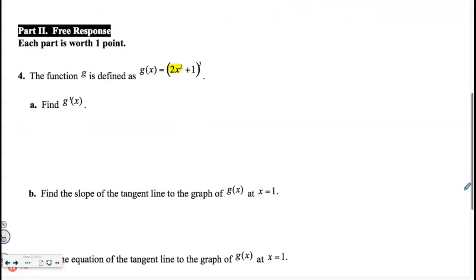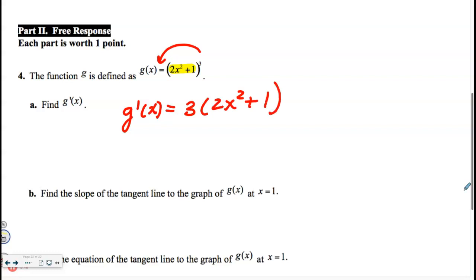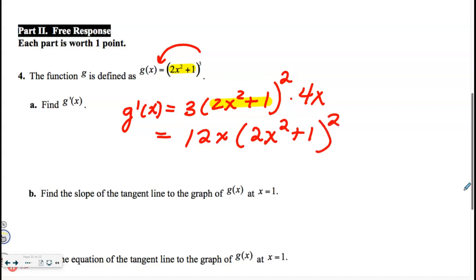G is a function within a function, so to take its derivative, I'll do the outermost function first, which is a power function. So I do 3, don't touch those guts, drop the power down 1, times the derivative of those guts, which will give me 12x. I write it out nicely, times (2x squared plus 1) squared.